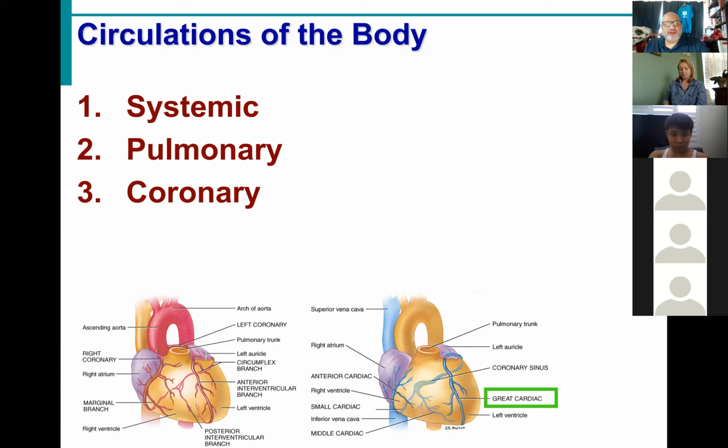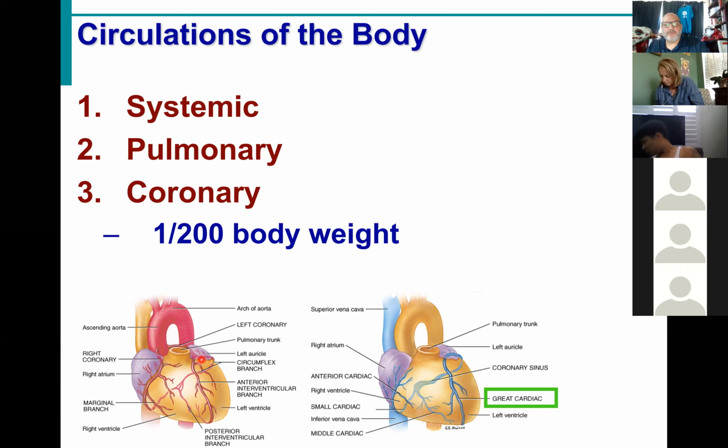Notice also there is another branch, and we'll write these out. Again, it's good flowchart type stuff. Notice again that the left coronary artery comes out and then branches, and one branch becomes the anterior interventricular artery. The other goes in that sulcus between the atria and the ventricle around the circumference of the heart, and so it is called the circumflex artery.